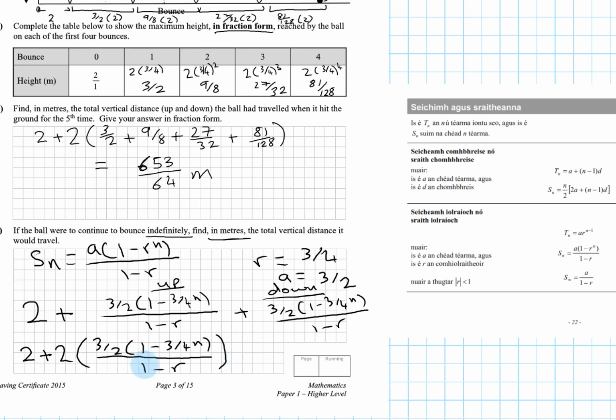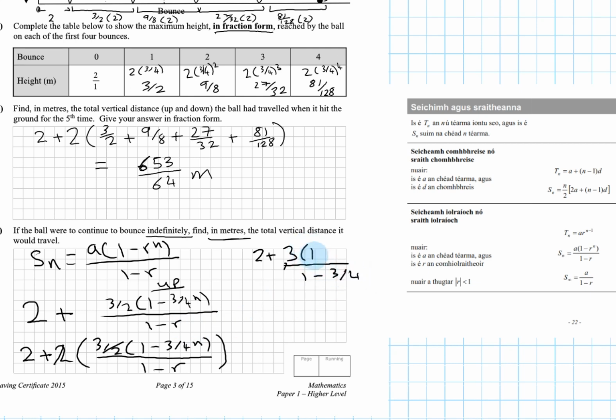So what we're then left with is this 2 will cancel out with that, and we're left with 2 plus, I'll just write it above, I'll just move this stuff here. We're left with 2 plus 3 and 1 minus, so our r, I should have said, was 3 over 4 down here, by 1 minus 3 over 4 to the n. So this is basically our formula for s of n.